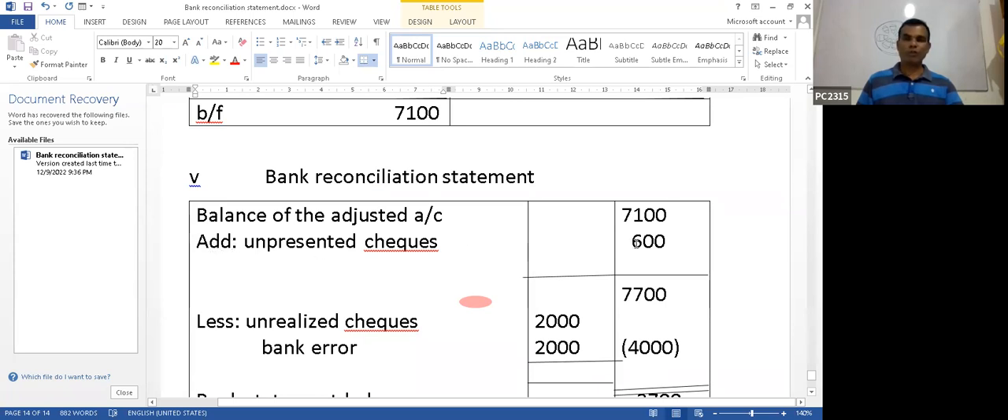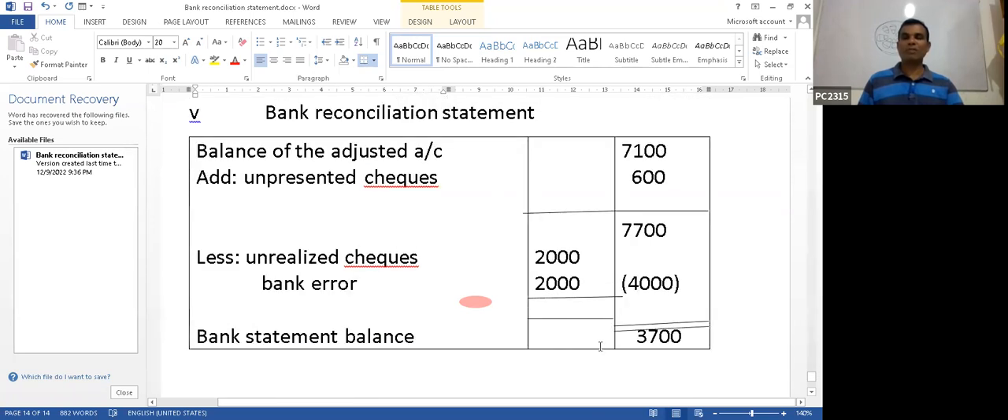Unpresented cheques, we know the value. Unrealized cheques, we know the value. And then bank error we know. And then total of deduction 4,000. The bank statement balance is given already. You can't change this value. Out of this amount, this is deducted, then you get the bank value. So since we go on the reverse side, we can add it.